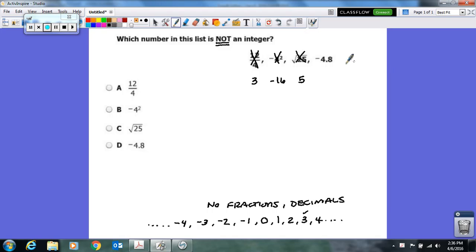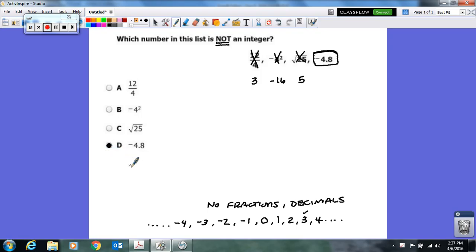So the only one that's left is -4.8. So a simple process of elimination leads us to this answer. And there's really nothing we can do to -4.8 to make it look like an integer. It is a decimal. We can't change that. So -4.8 is the only example in these four that is not an integer. So answer D would be your correct choice.